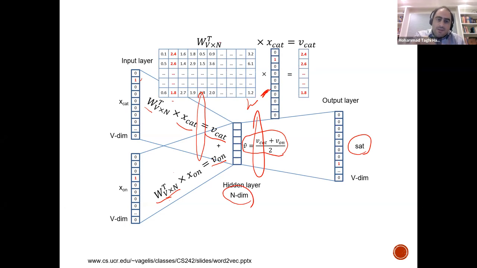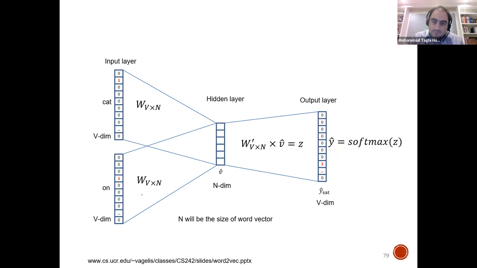So this is the vector that I have. I multiply it by this one and it gives me a V cat. So the size of V cat would be the size of this guy. And then again, I get a V cat plus V on, then take the average. That would be the representation for the word fat. Or I can just take the output. The output is easier because the output goes to only one thing. Here I may get it from a few of them. So that's the whole thing.